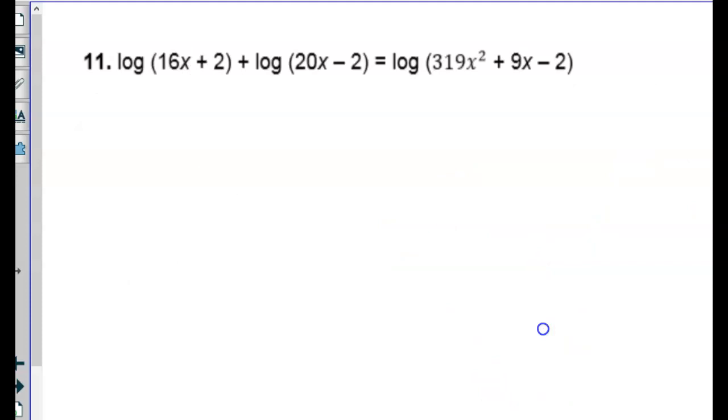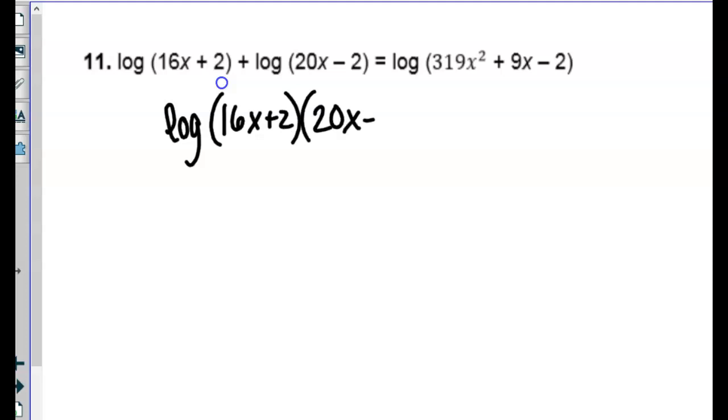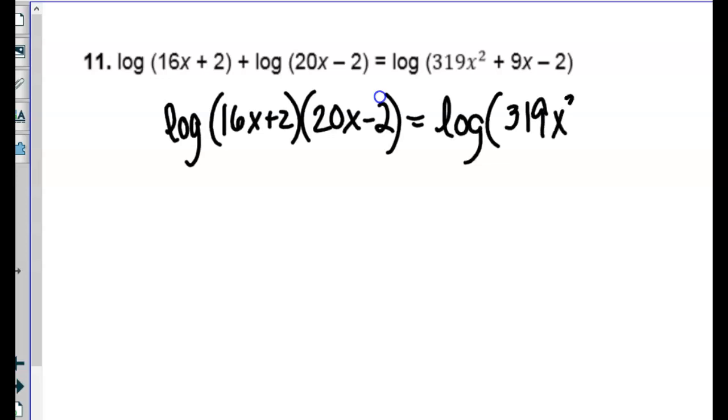Oh my goodness, why do I feel like I'm gonna need a lot of paper? Okay, we'll see. If it starts getting long, you might have to skip some of the showing work. What does plus mean? So we have to multiply these together, 16x plus 2 and 20x minus 2. And thankfully there's only one log on the other side. 319x squared plus 9x minus 2. Okay.